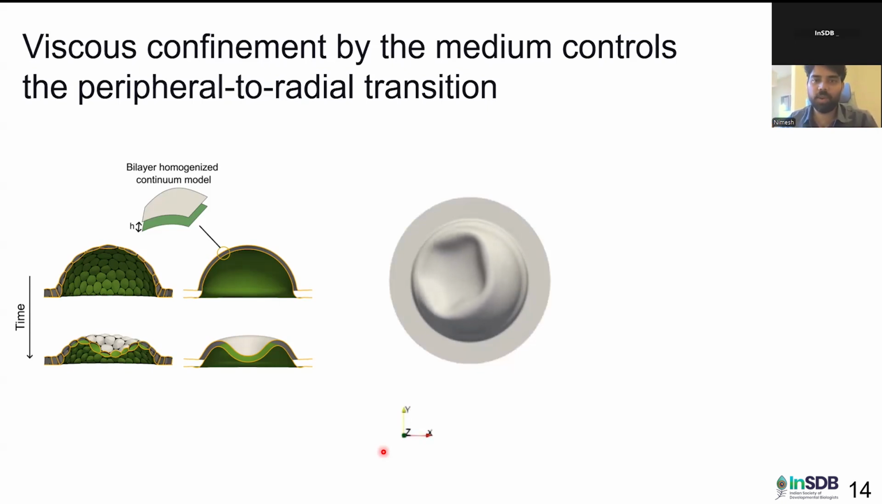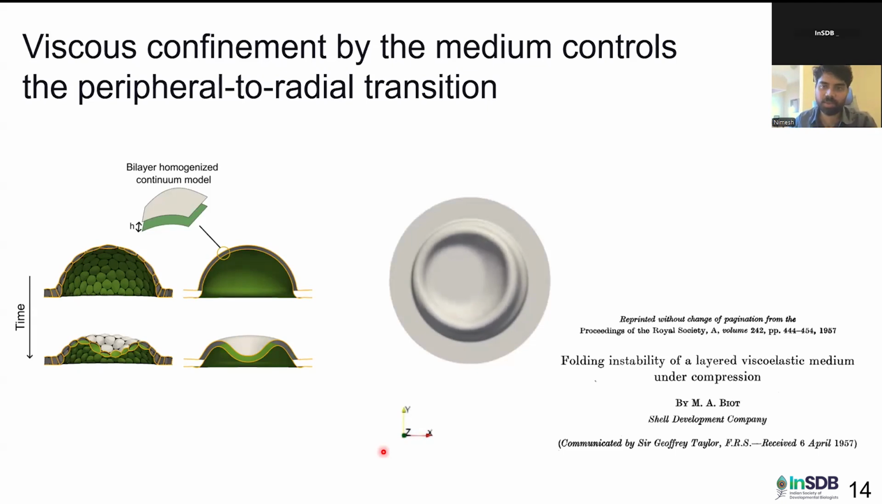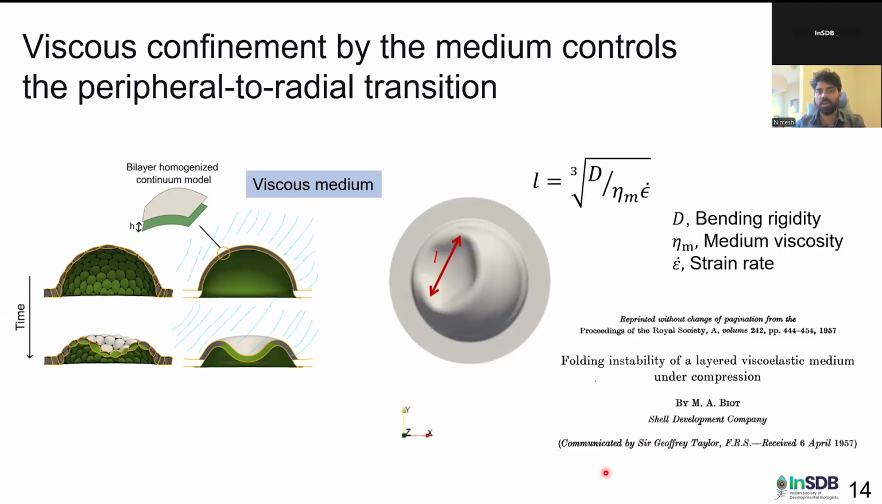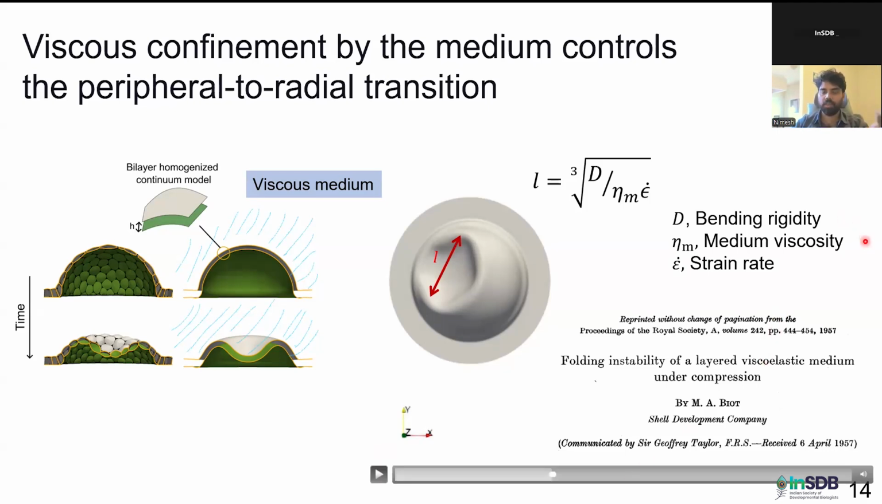And this is where we looked into the literature and found a single author paper from the 1950s from a little company called Shell. This actually pointed out that our shells are not just buckling in vacuum, they are buckling in a viscous medium. So there is a length scale of folding associated with the viscous medium. You can imagine that when tissue deforms, it does not just deform itself. It also has to deform the liquid around it. So it has to move the medium up and down, and the viscosity plays a big role in this.